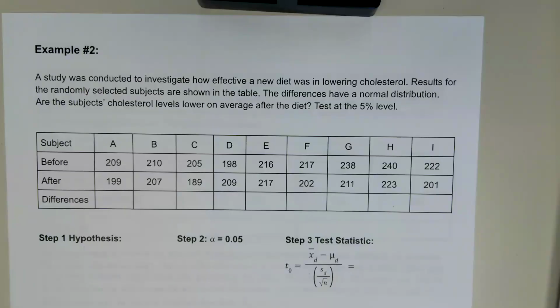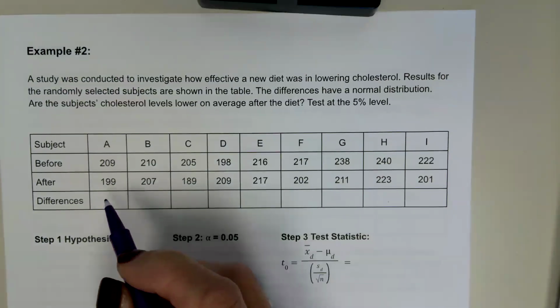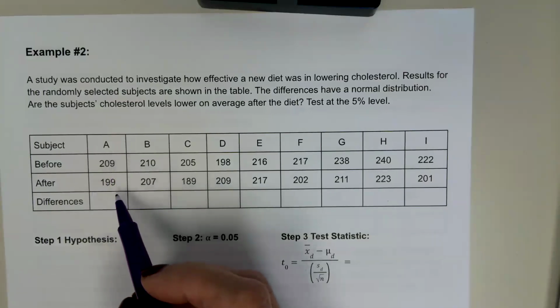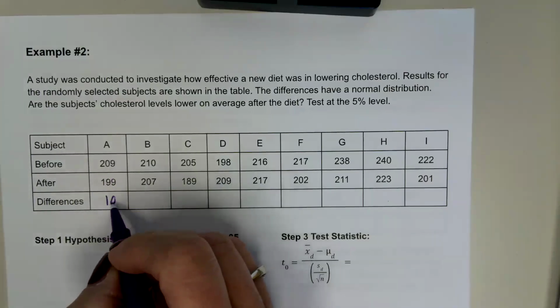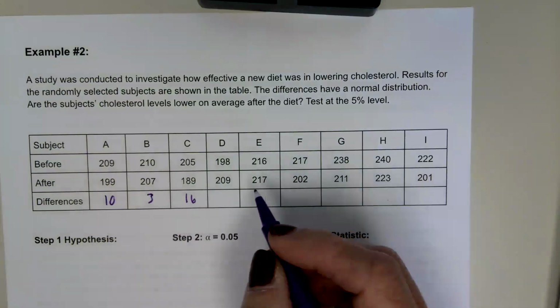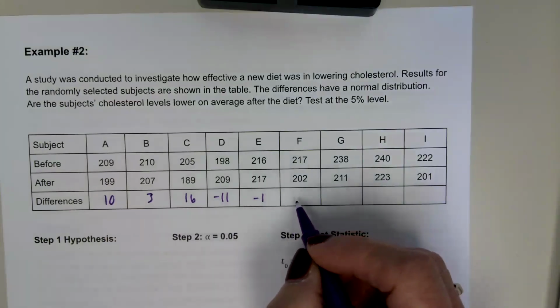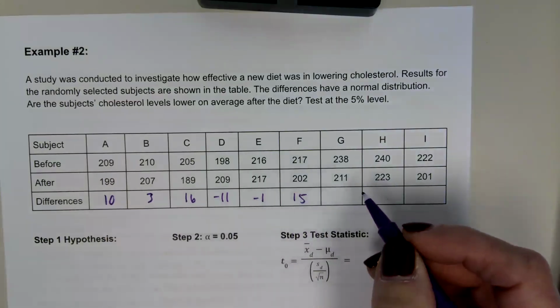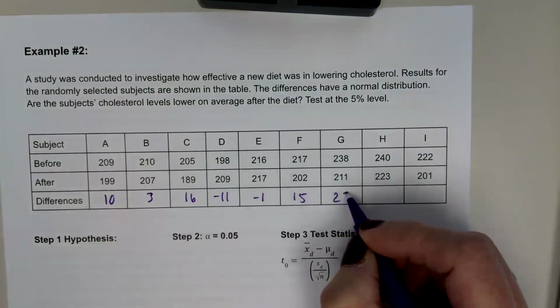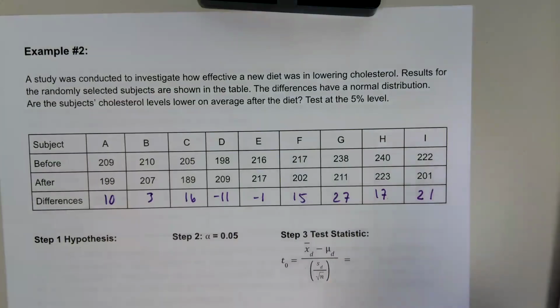So we are going to go ahead and fill those in. So I'm taking before minus the after. So we have 10, 3, 16, a negative 11, a negative 1, 15, 27, 17, and 21.